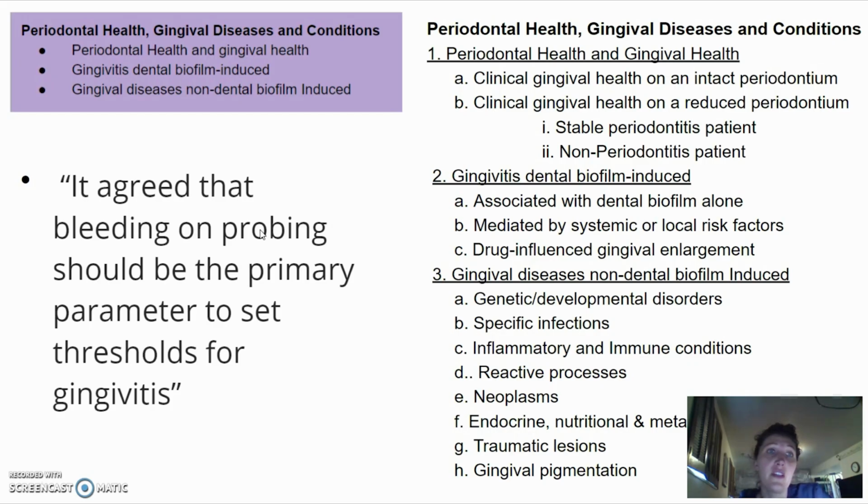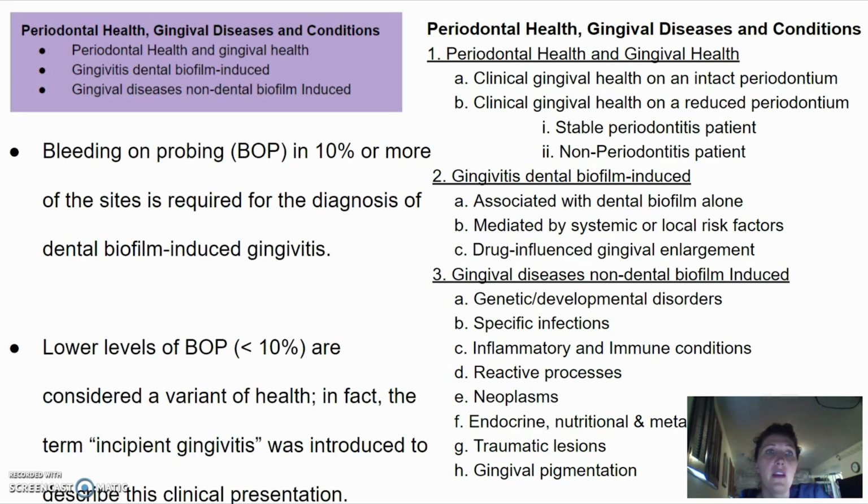At this conference, it was agreed that bleeding on probing should be the primary parameter to set thresholds for gingivitis. So if you go in and probe, you need to be marking your bleeding points. That will help you assess if this patient has gingivitis, moderate, localized, or advanced gingivitis.